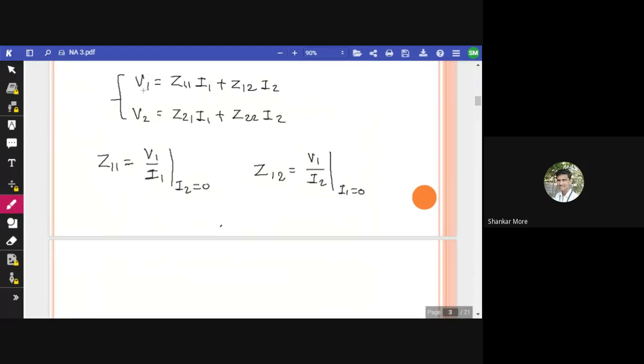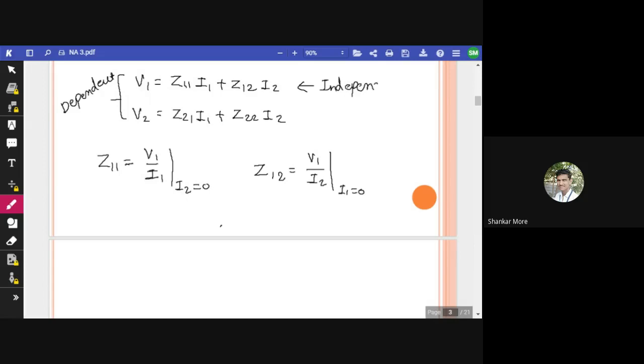Now consider these two variables, V1 and V2. These are dependent variables, whereas I1 and I2 are completely independent variables. Why are V1 and V2 dependent? Because the value of V1 is dependent on I1 and I2. As I1 and I2 change, V1 also changes. But I1 and I2 are not dependent on anyone, so these are called independent variables.